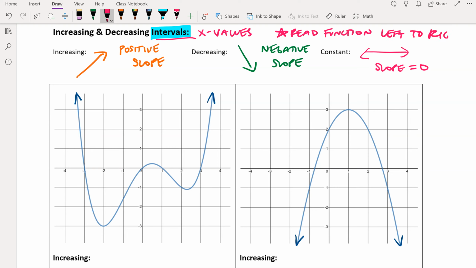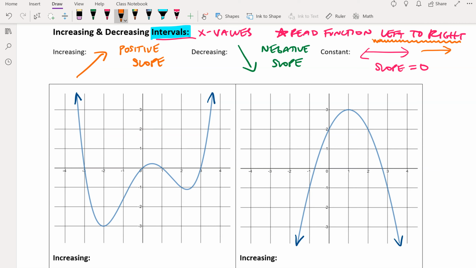That's like how we read words, right? We start on the left side of the word, and we read to the right. So we go this way. When we read words, we go that way. So we're going to do the same thing with functions. We're going to start on the left side, and we're going to read it this way to the right. So always start on the left.